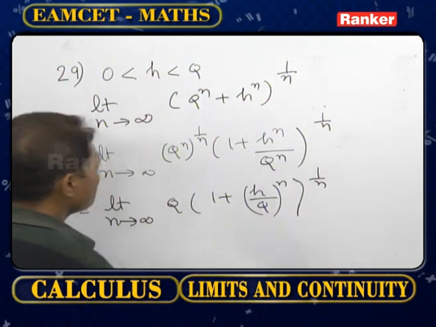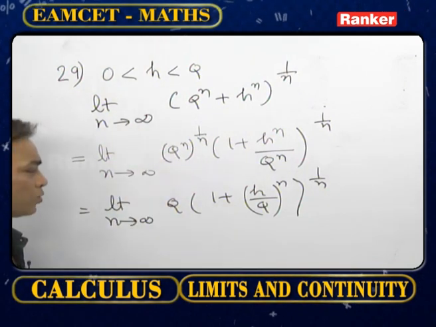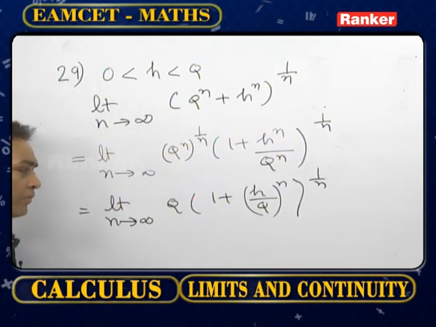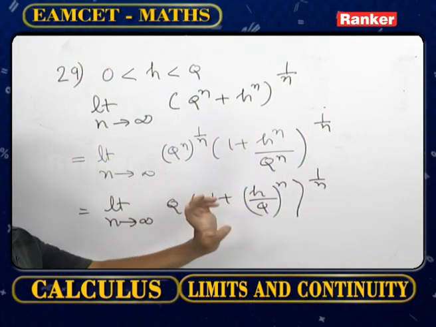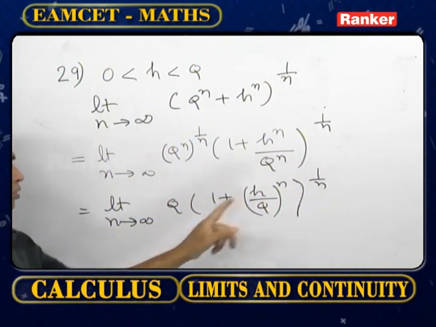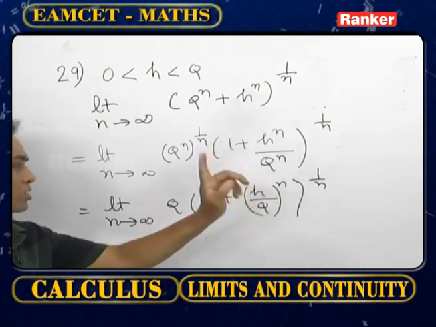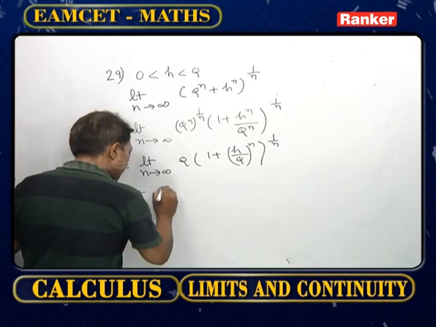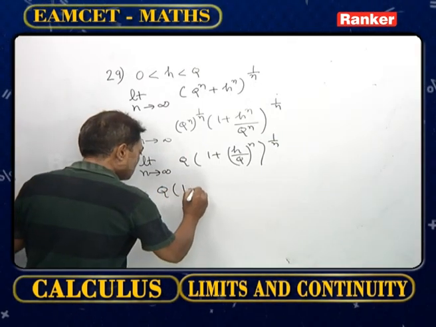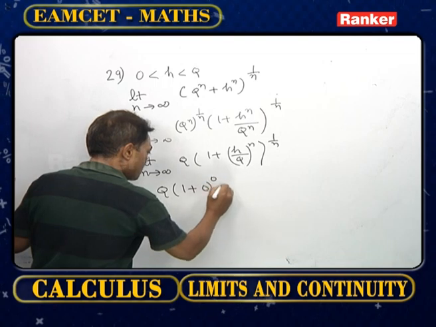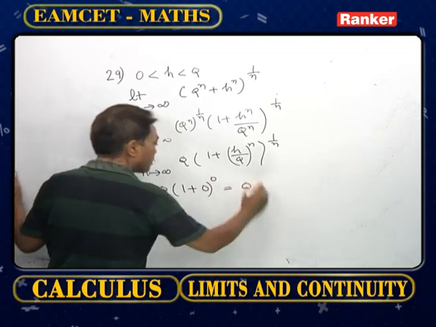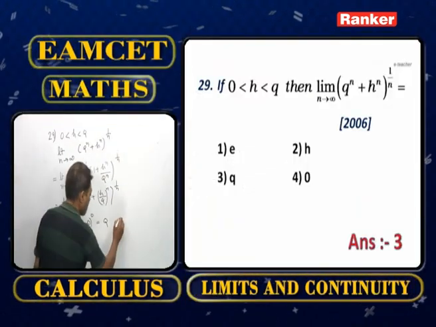It is very simple because h less than q, h by q will be less than 1. Less than 1 power infinity becomes 0. So, 1 plus 0 whole power 0 becomes 1. So, what is your final answer? q into 1 plus 0 power 0, nothing but q only. So, option number 3.